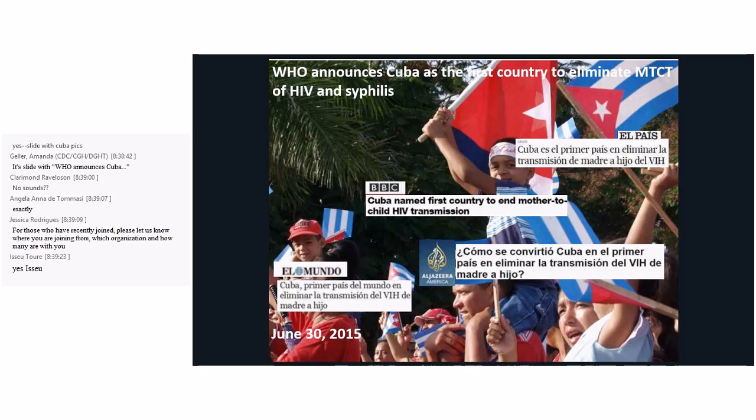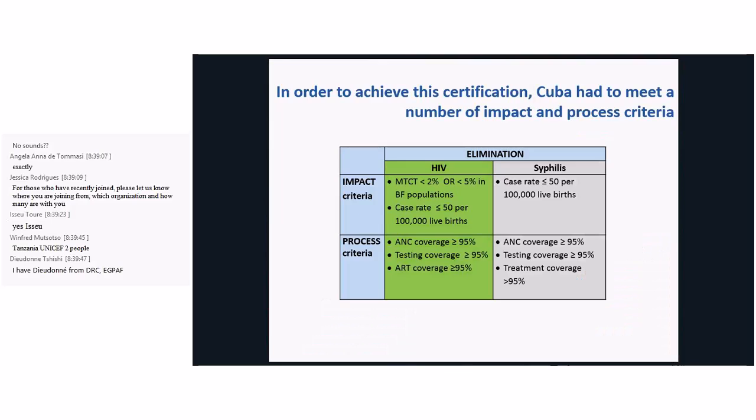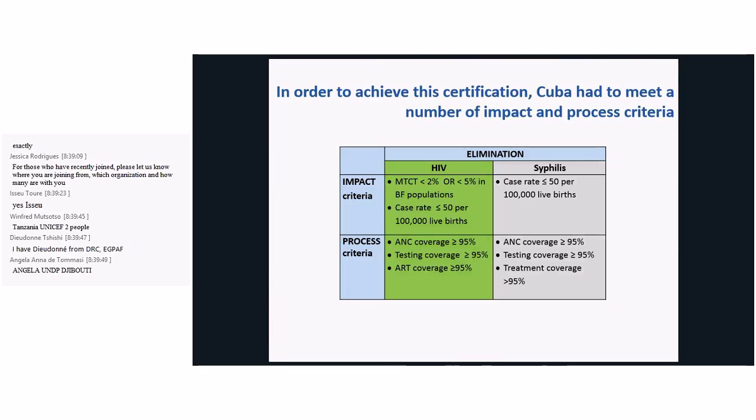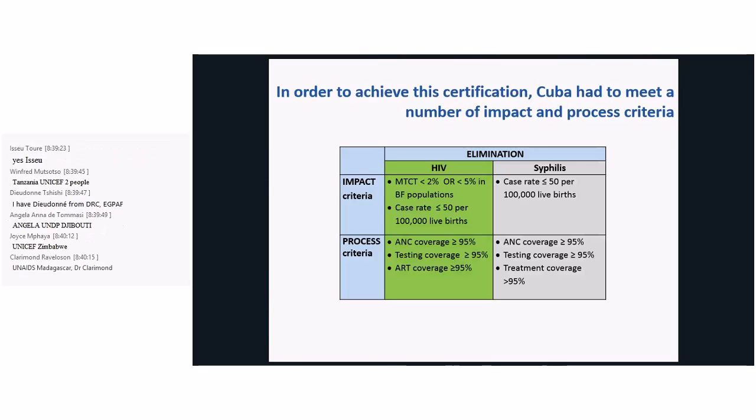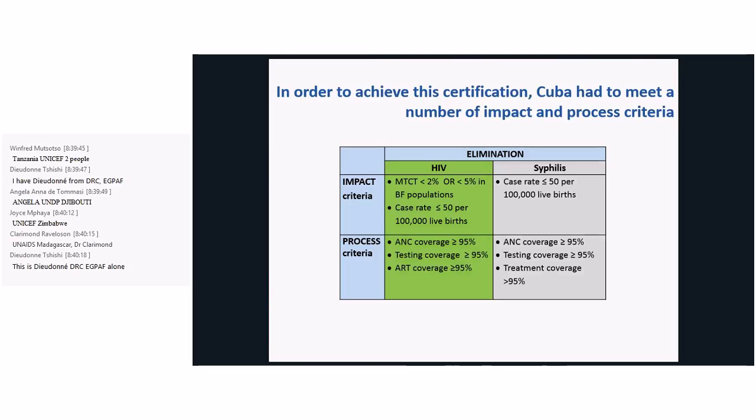The next slide. So in order to achieve this certification, Cuba had to meet a number of impact and process indicator criteria. And these are shown in the table here. Basically, the impact criteria involve a mother-to-child transmission rate of either less than 2% or less than 5% among breastfed populations, and a case rate of HIV infections. This is a population-based case rate of fewer than 50 cases per 100,000 live births. There were similar impact criteria for syphilis, a case rate of fewer than 50 per 100,000 live births. And for both HIV and syphilis, there were process criteria that had to be met, including high levels of ANC coverage, high levels of testing for both HIV and syphilis, and high levels of coverage of ART for HIV and penicillin treatment for syphilis.